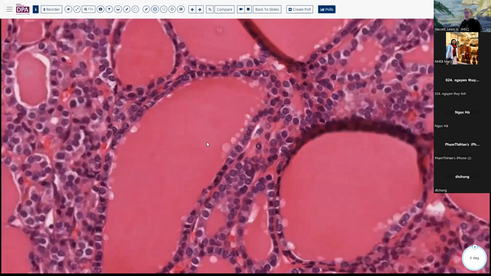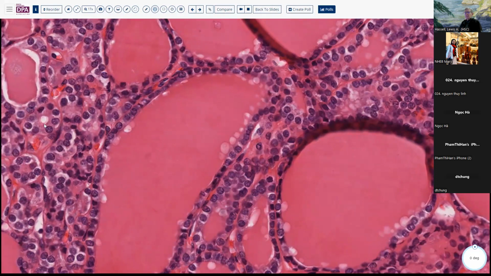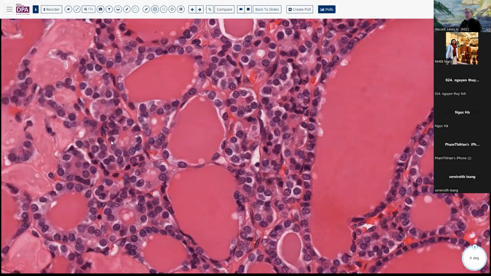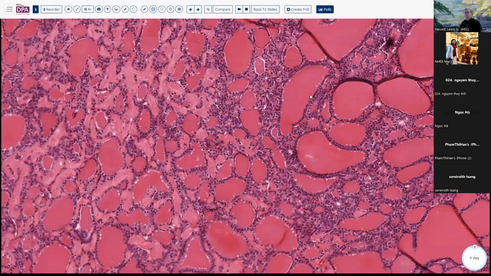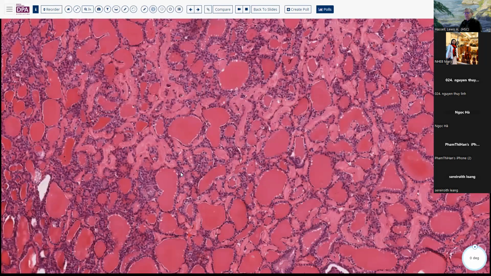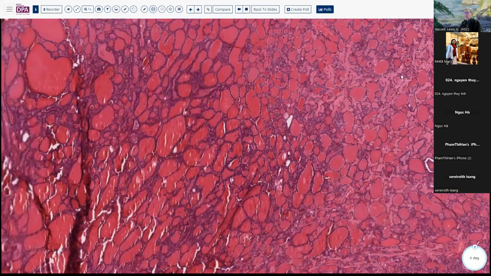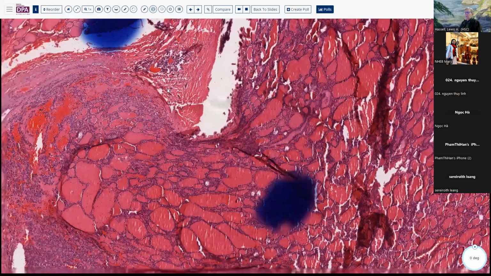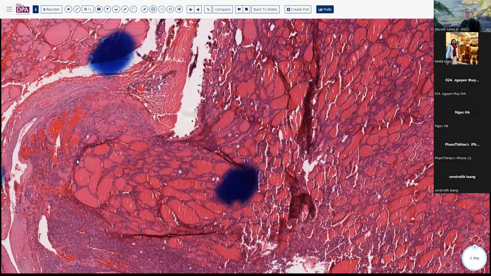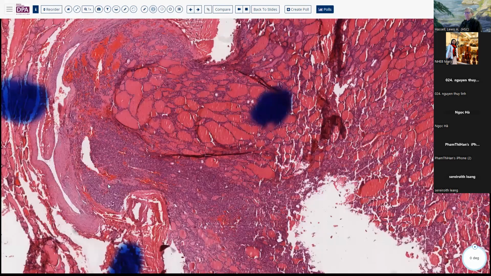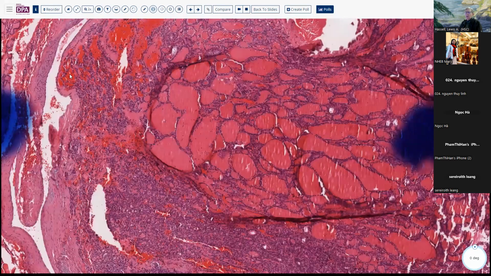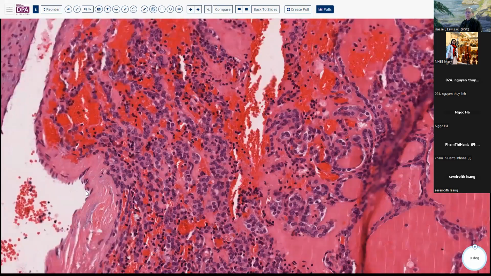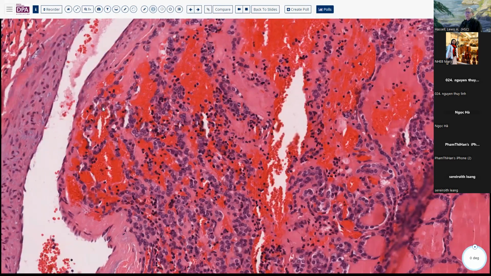As we look at the nuclei here, we don't see the same degree of atypia. We don't see clearing, grooves, or the other features that we saw with papillary carcinoma. And we do see the nice pattern of capsular penetration here with this sort of mushroom cap type of extension beyond the capsule.